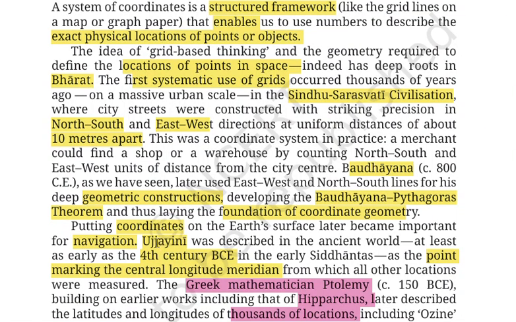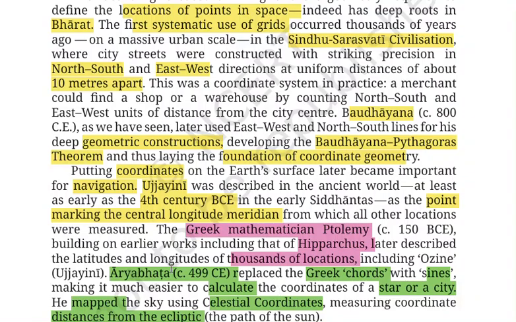Ujjaini, which is known as Ujjain, was described in the ancient world. Ujjaini was the point marking the central longitude meridian, from which all the other locations were measured. It is mentioned around the 4th century BCE. Then the Greek mathematician Ptolemy, around 150 BCE, built on earlier works including that of Hipparchus, and later described the latitudes and longitudes of thousands of locations. He also included Ozine, which is known as Ujjaini.